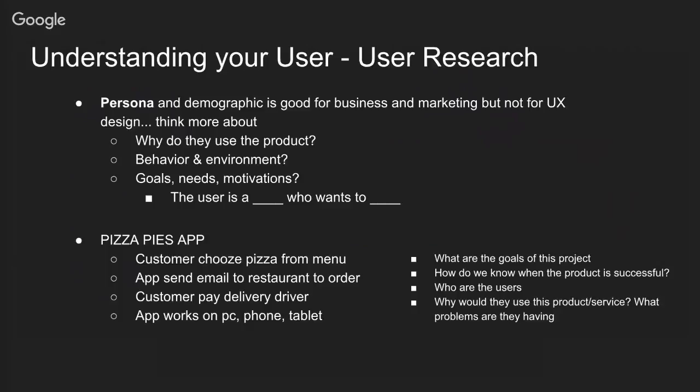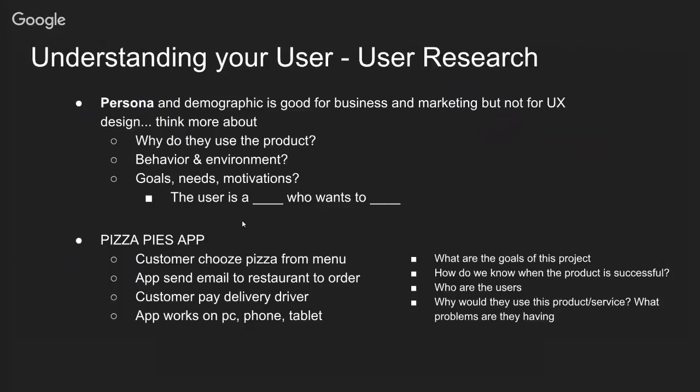And from a Pluralsight course, I realized that they had a demo with a pizza pie app. So basically it's a pizza shop. Well, a customer wants to create a pizza app that allows the customer to choose the pizza from the menu. And then the app would send an email to the restaurant for the order. And then the customer would pay the delivery driver. They would like the app to work on a PC, a phone, and a tablet.